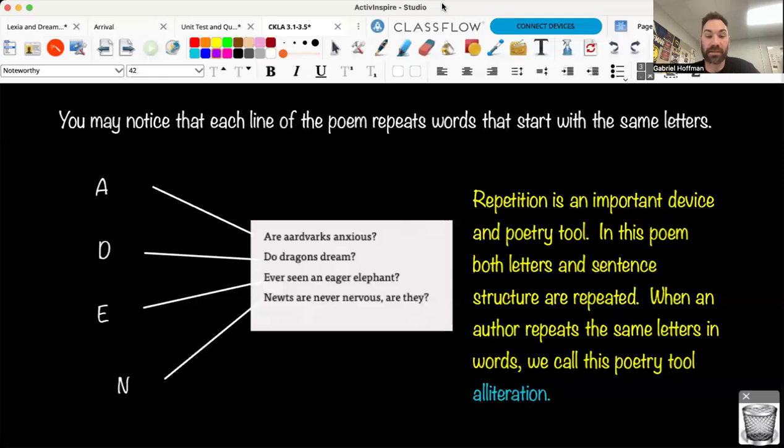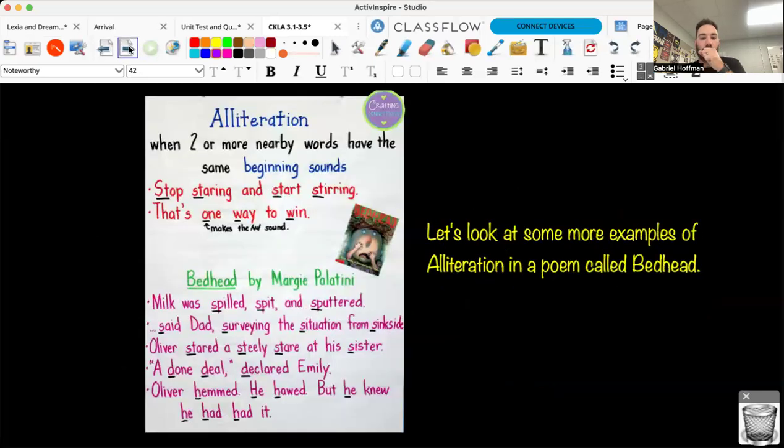That tool where we repeat the letters is called alliteration. And that is where we repeat the same letter or beginning sound in a line of a poem. So, for example, "are aardvarks anxious" is words that are repeated with the letter A. "Do dragons dream" is repeated the letter D. "Ever seen an eager elephant?" is that letter E. And then "newts are never nervous, are they?" is that letter N. That tool is called alliteration. Again, alliteration is when two or more nearby words have the same beginning sounds.